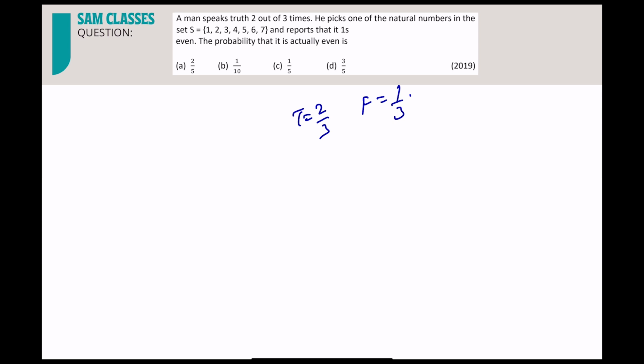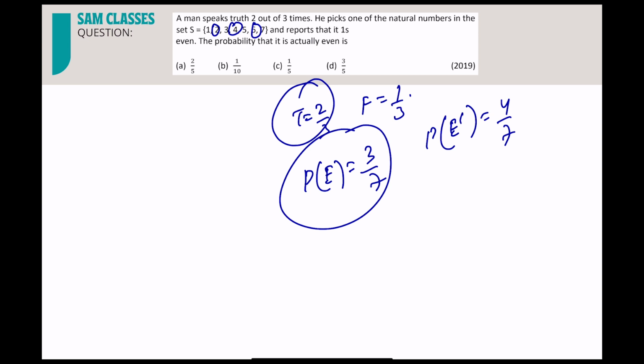So the probability that it is even is 3 by 7, since the even numbers are 2, 4 and 6. The probability of E bar, not even, is 4 by 7. So this is Bayes' theorem. What will you do? Come on fast. This into this by total: 2 by 3 into 3 by 7, divided by 2 by 3 into 3 by 7.